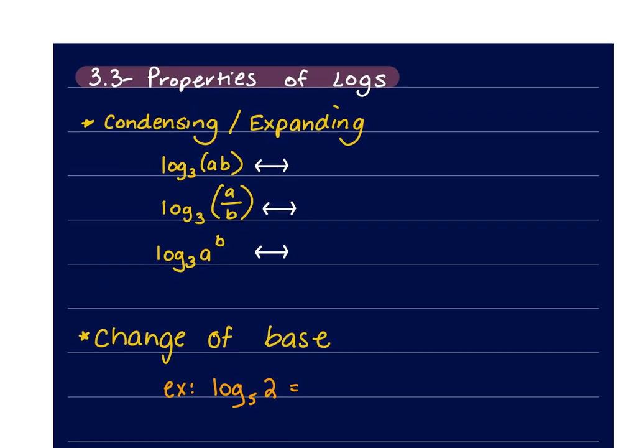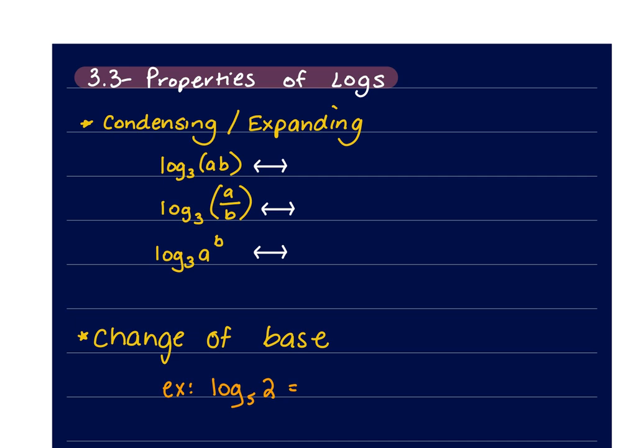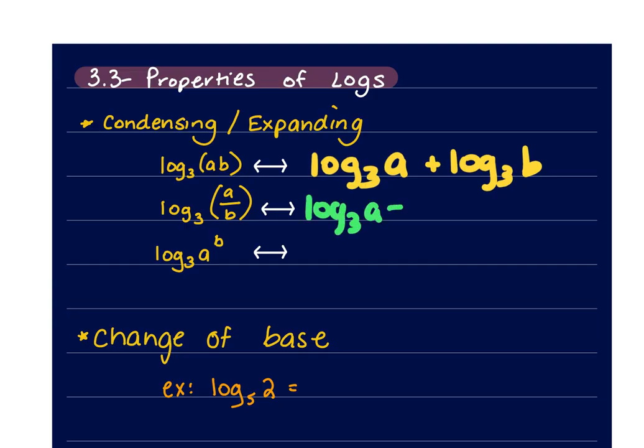Okay, then came condensing and expanding. So here's a question that's condensed, you need to expand it. Here's a question that's expanded, you need to condense it. So our product rule says if it starts as a product, what does it become when we expand it? Good. It would be log base 3 of a plus log base 3 of b. So when we expand, it's addition. When we divide and it starts as a quotient, what is it when you expand? Subtraction. So this would be log base 3 of a minus log base 3 of b.